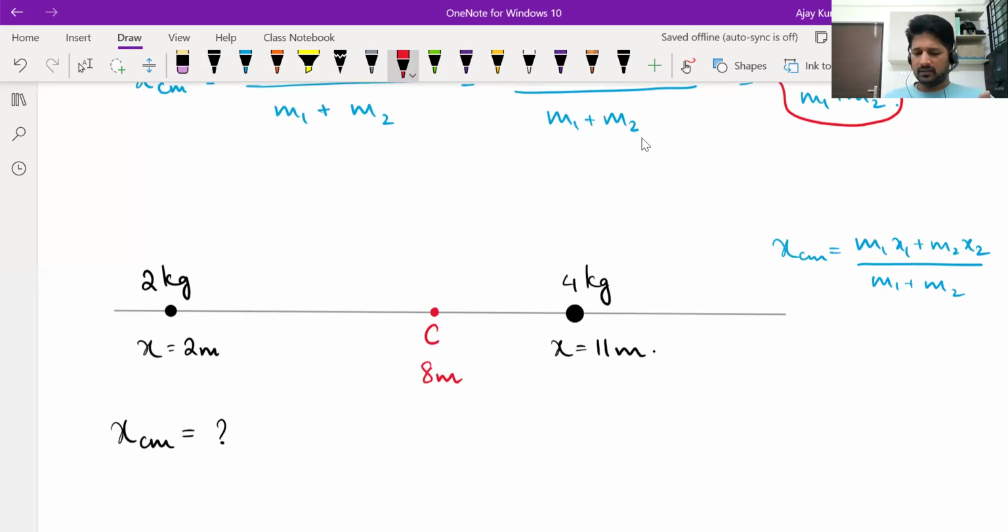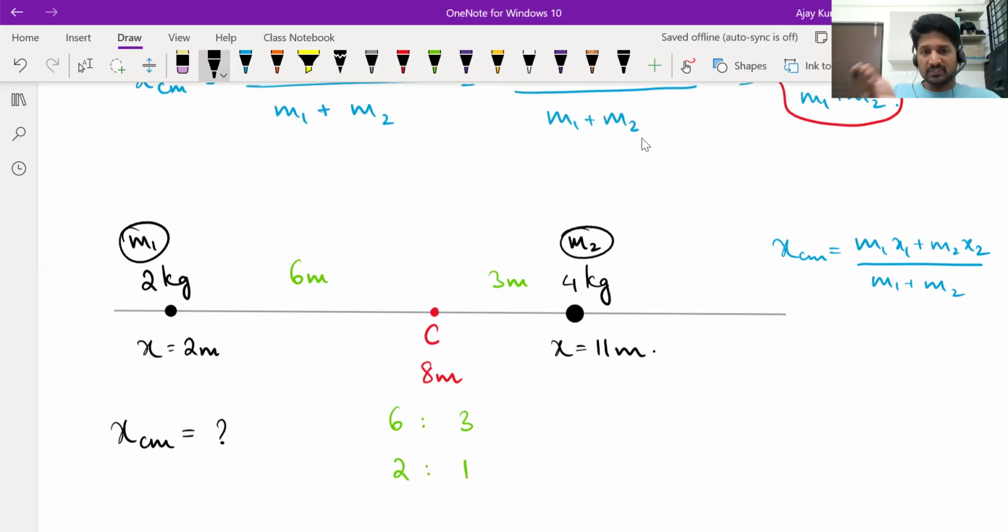Fine. Now 2 to 8 is 6 meters, and 8 to 11 is 3 meters. So the center of mass of these 2 particles is dividing the line joining them in the ratio 6 is to 3. That is the ratio 2 is to 1. Is it the same as the ratio? If you consider 2 kg as M1 and 4 kg as M2, how much is M2 is to M1? 2 is to 1 itself.